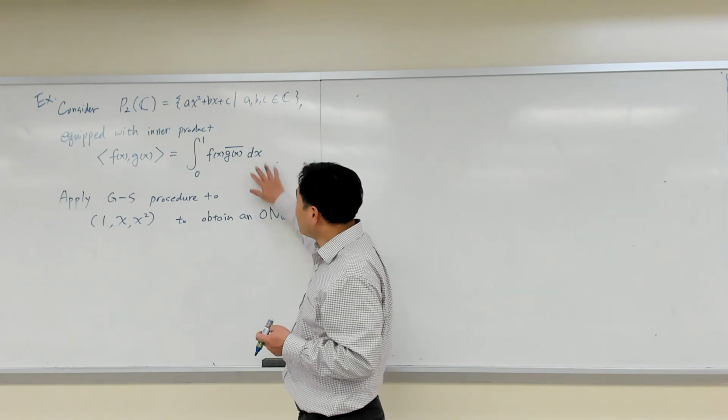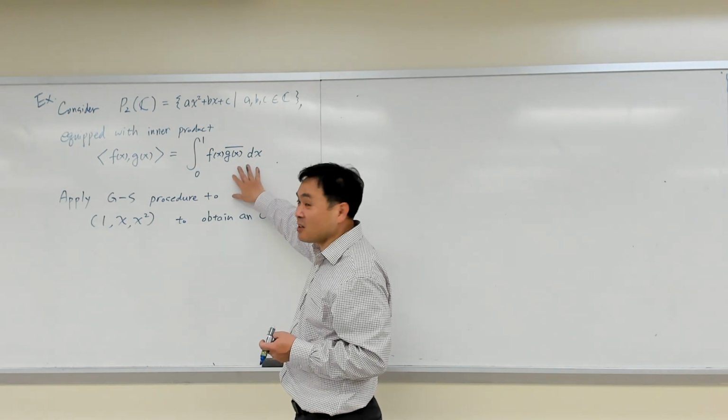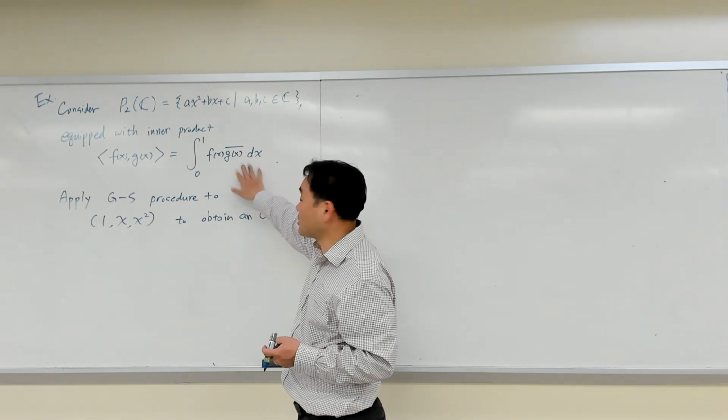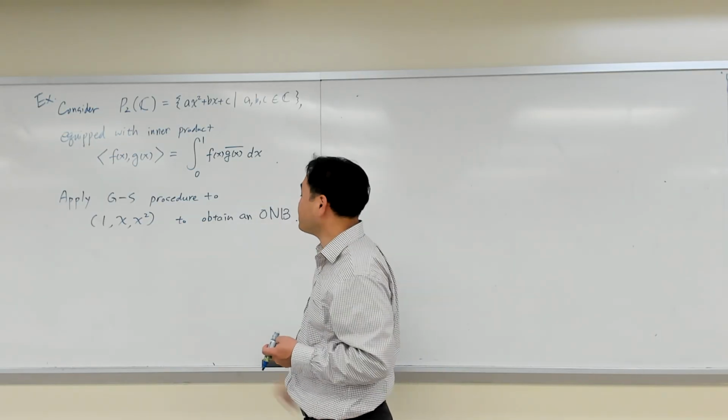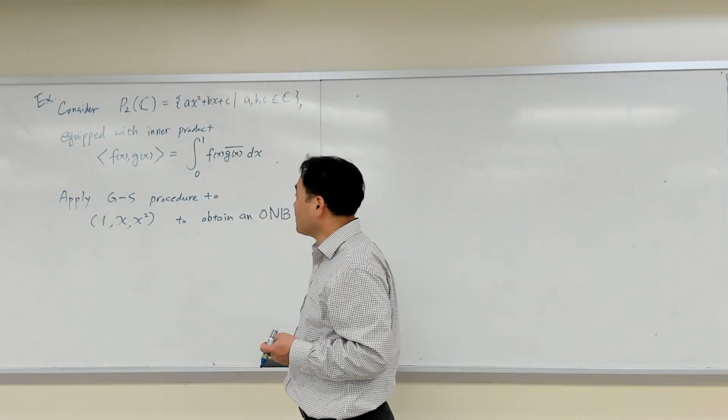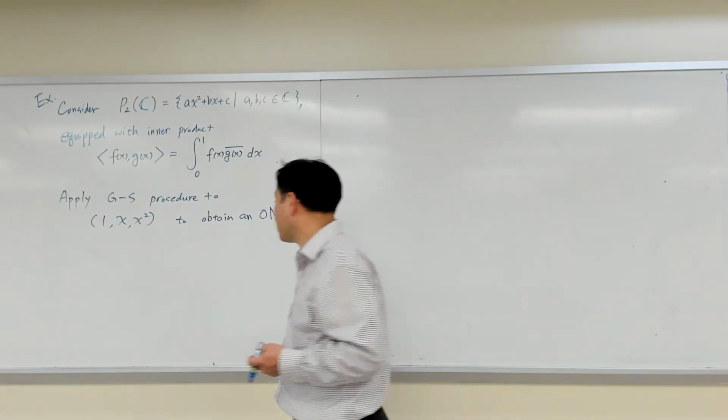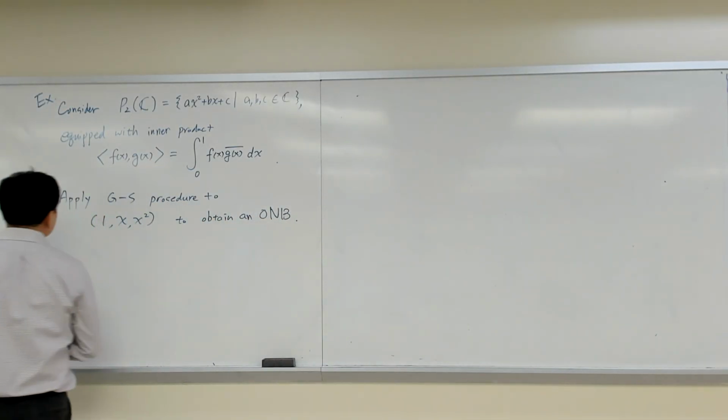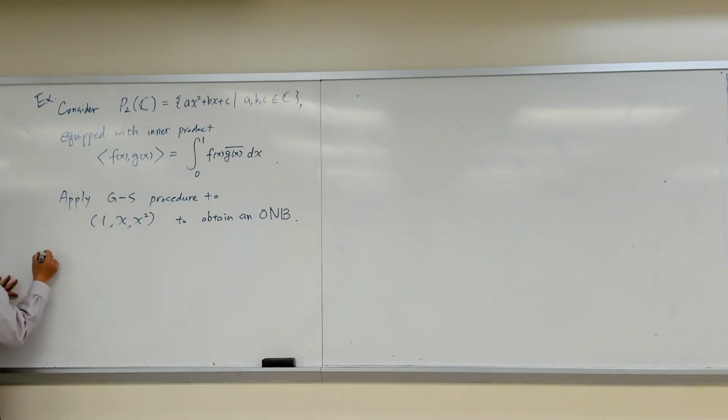Okay, so you can check that this is indeed an inner product. It's sesquilinear and positive definite. And the idea is to apply Gram-Schmidt to this to obtain an orthonormal basis. So let me show you how this is done. Solution.